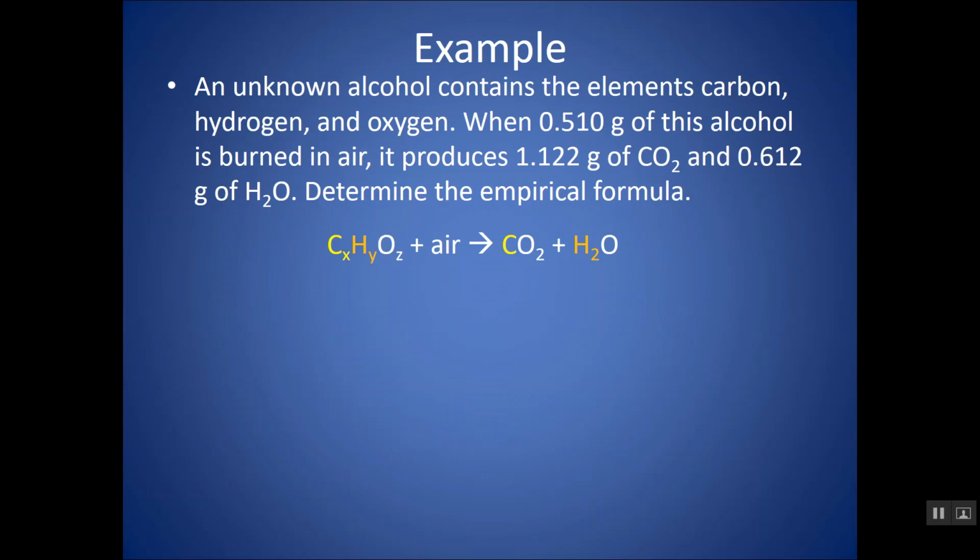An unknown alcohol contains the elements carbon, hydrogen, and oxygen. When 0.510 grams of this alcohol is burned in air, it produces 1.122 grams of CO2 and 0.612 grams of H2O. Determine the empirical formula. Notice that I have written a skeleton reaction of what's happening. This unknown alcohol contains C, H, and O, so I put CxHyOz because I don't know the subscripts. It's reacting with air, which is where it's pulling the oxygen from, and it's giving me CO2 and H2O.